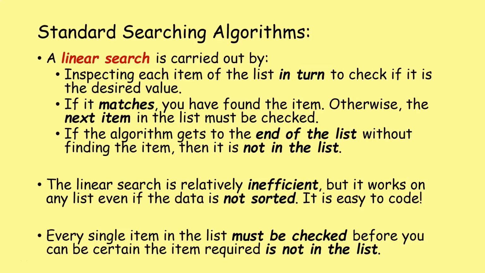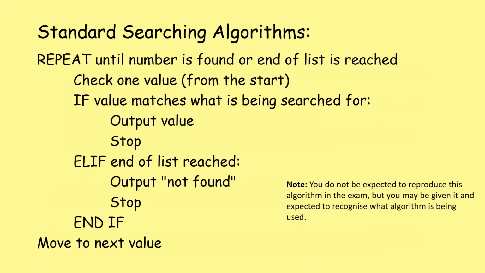If the algorithm gets to the end of the list without finding the item, then it is not in the list. The linear search is relatively inefficient, but works on any list even if the data is not sorted. It is also very easy to code. Every single item in the list must be checked before you can be certain that the item required is not in the list. So here we have an algorithm for the linear search.